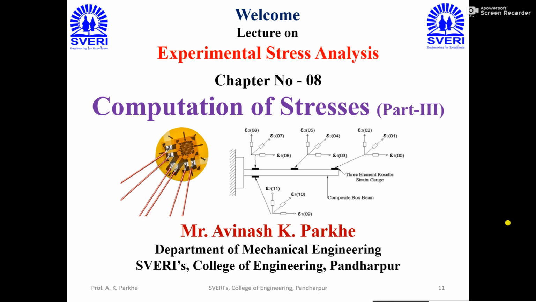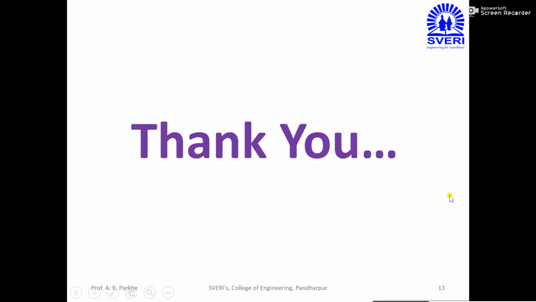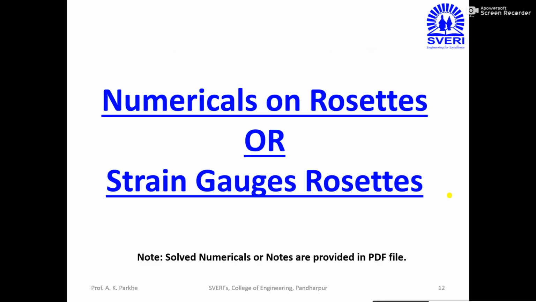Now in this part 3 of this lecture, we are again discussing numericals based on rosette type strain gauges. In the last lecture, we solved numericals based on the 3 element rectangular rosette and one numerical based on the T delta rosette. Now we'll discuss how numericals are solved for the 4 element rectangular rosette and the delta rosette.